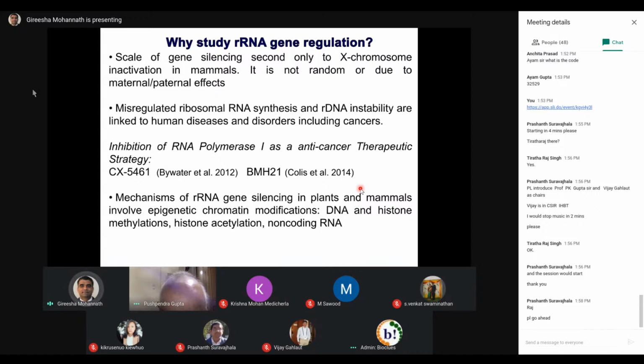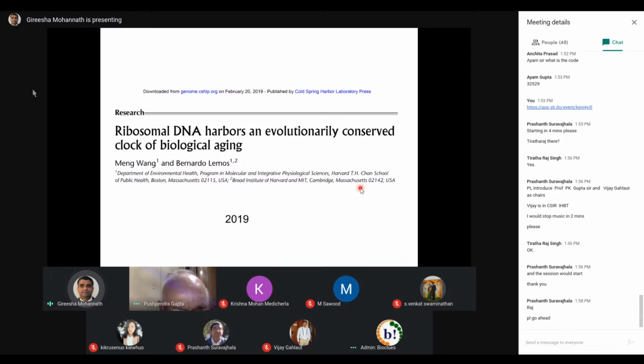So rRNA genes serve as excellent models to study the effects of chromatin modifications because they are regulated by these modifications. And some of the recent papers suggest that DNA methylation alone appears to play a role in heterochromatin formation. So how that works needs to be addressed. And very recently, someone showed in a Genome Research paper that it harbors an evolutionarily conserved clock of biological aging. I think as it ages, this DNA gets methylated. I think it's linked to aging in multiple animal models they have shown.